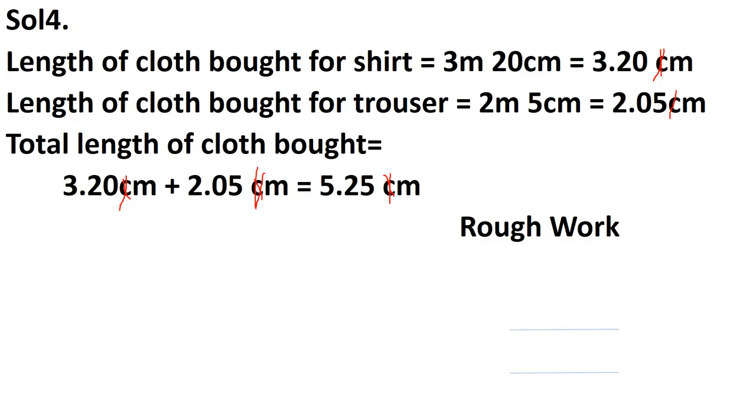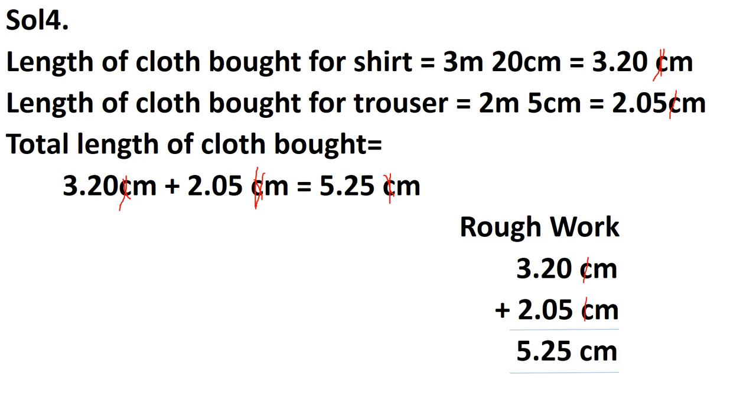See the calculation in the rough. 3 decimal 20 meter plus 2 decimal 05, here also meter, and 5 decimal 25 meter. Understood? Decimal, below decimal you have to write down. Now after decimal here is 0. So here also you have written after decimal 0. Then after 0 there is towards the right 5. So here also we have written 5. Then you will add it. Next question.